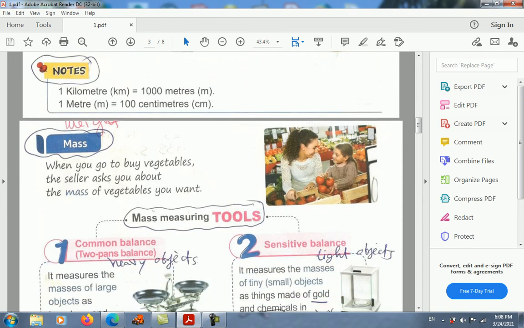You have to be very careful about this. Notes: 1 kilometer equals 1000 meters, while 1 meter equals 100 centimeters.